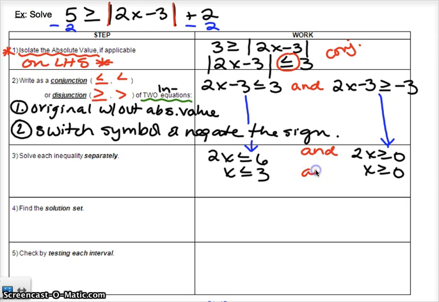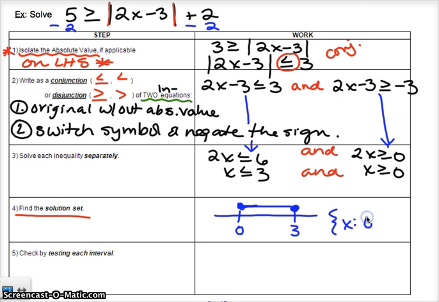So we are looking for the overlapping region when x is less than or equal to 3 and greater than or equal to 0. So we're right here where we are going to find the solution set. You guys might be at a place where you don't need to have a messy graph and a cleaned up graph. x has to be greater than or equal to 0, so we're going in that direction. It also, at the same time, has to be less than or equal to 3. This is our final graph. And in set notation, we say all x values such that x is in between 0 and 3, inclusive.